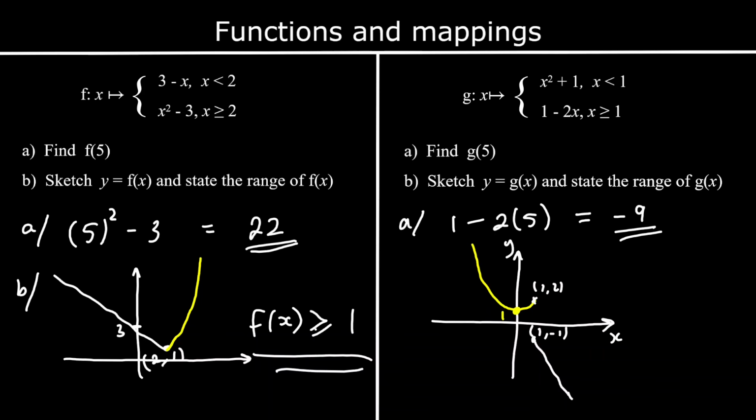State the range of g of x. So g of x can be anything bigger than 1 and less than negative 1. So g of x can be bigger than 1 or g of x can be less than negative 1. So it can equal anything. Can it equal these? It can equal 1. Can it equal negative 1? It can. So it can be anything apart from between 1 and -1.